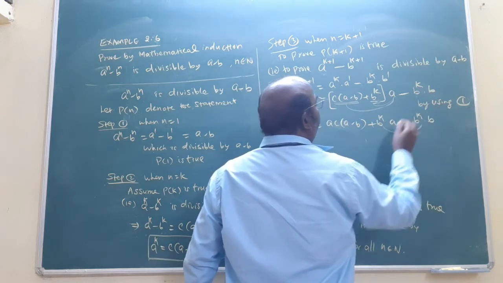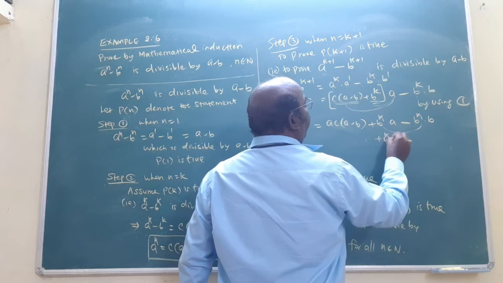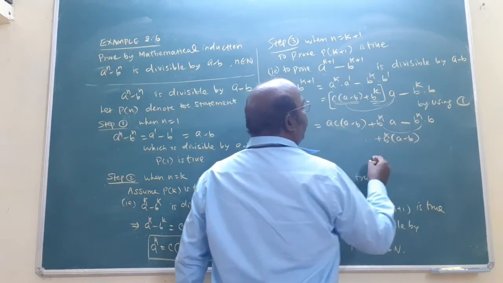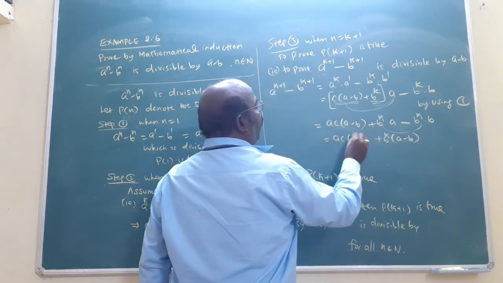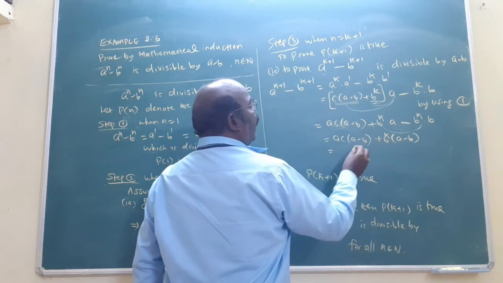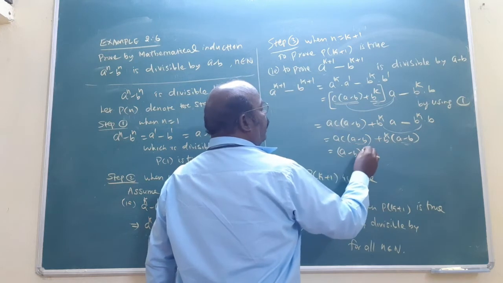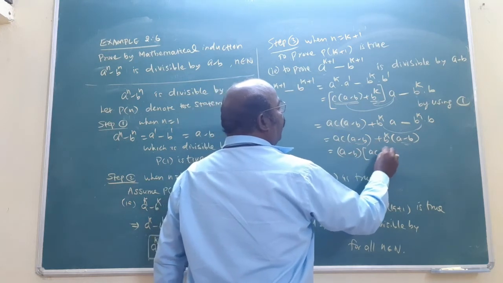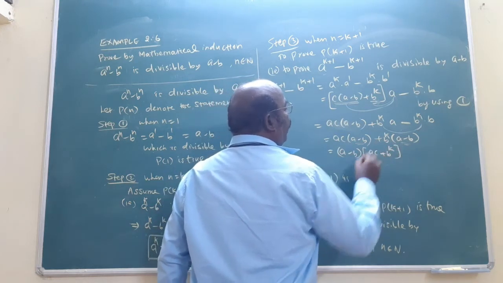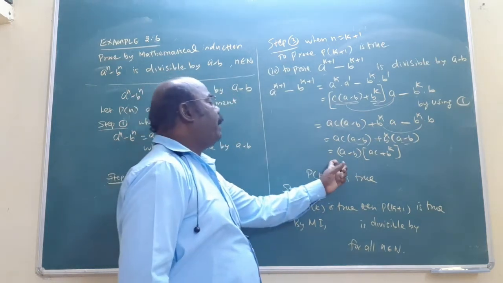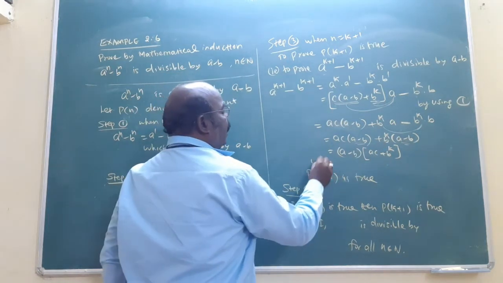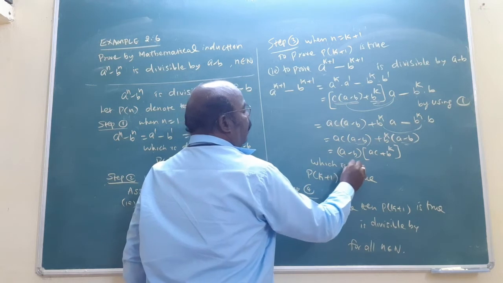Now out of these two terms, what is common? B power k is common, and the remainder is a minus b. Here ac into a minus b. Am I right? Once again, a minus b is common, taken outside: a minus b into ac plus b power k. Now what I told you? A minus b into something, which is divisible by a minus b.